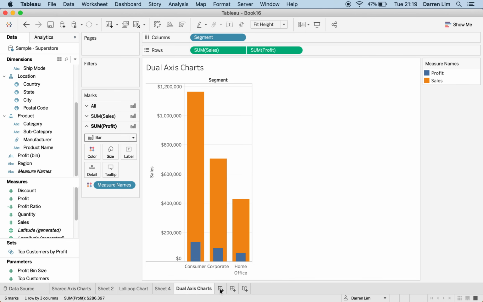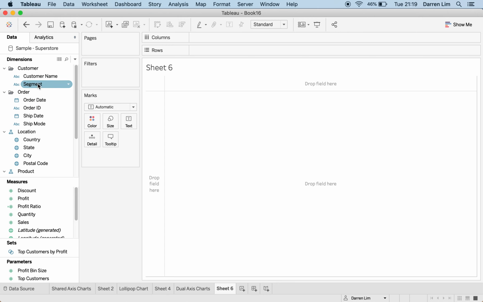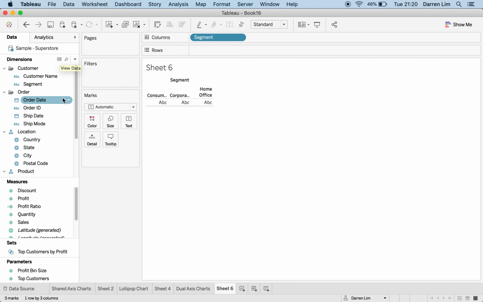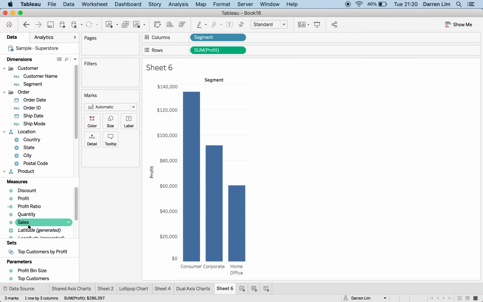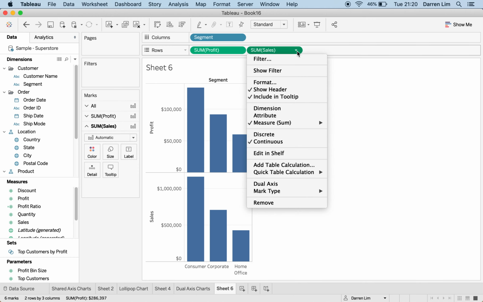So how do we do it? First thing first, let's bring over our dimension. Next, we need two measures in the rows. So we bring over profit and sales. So it gives us two separate graphs, which is not what we want. What we want is one graph with two data points plotted on it. So we go to dual axis.